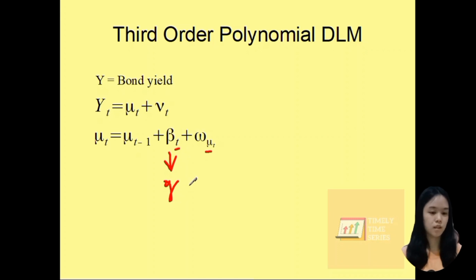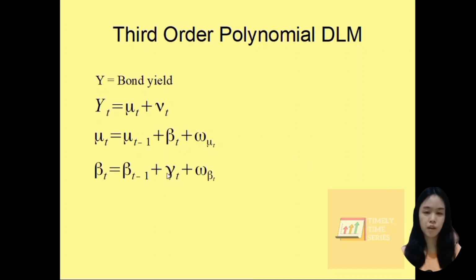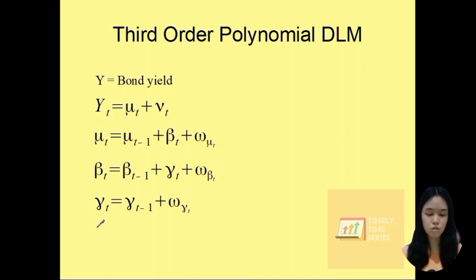We will model it in the next equation as the previous growth plus some change in growth, gamma, plus some error. So you see the pattern here. Every time we introduce a new variable, that variable will be modeled in the next equation. Lastly, we model the gamma t, the change in growth, as the previous change plus an error term.